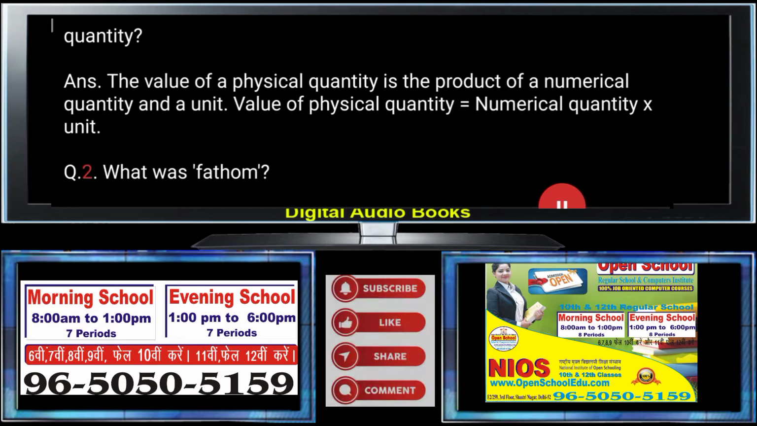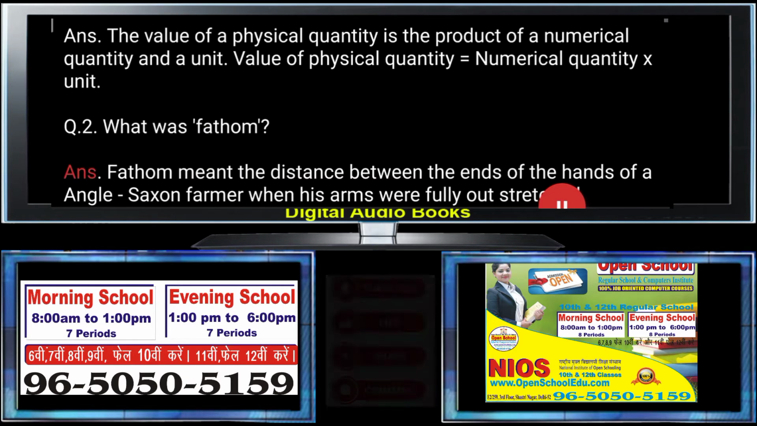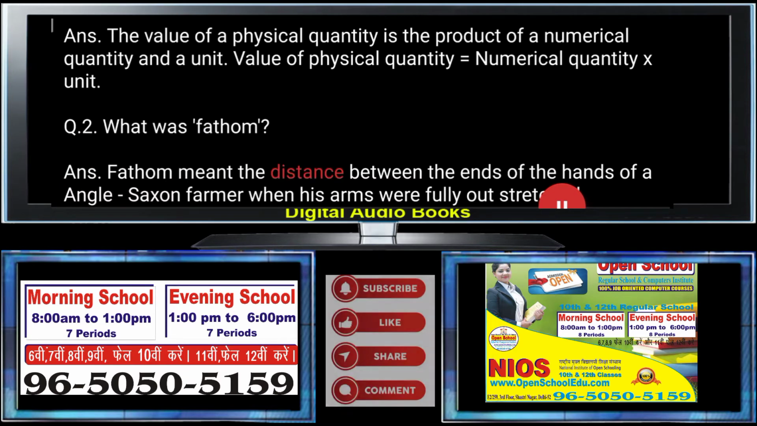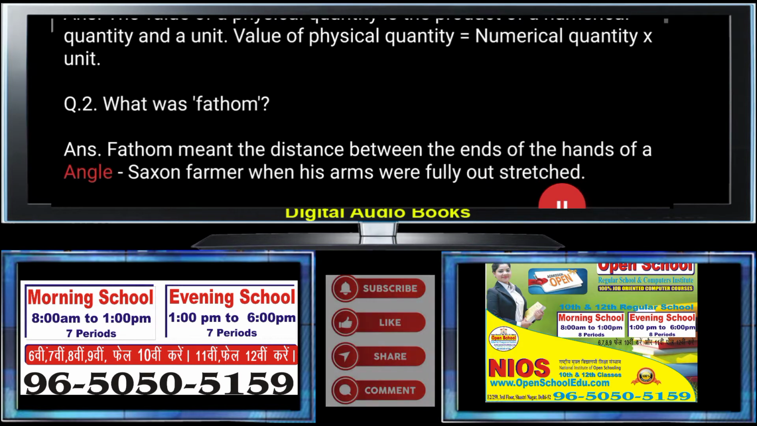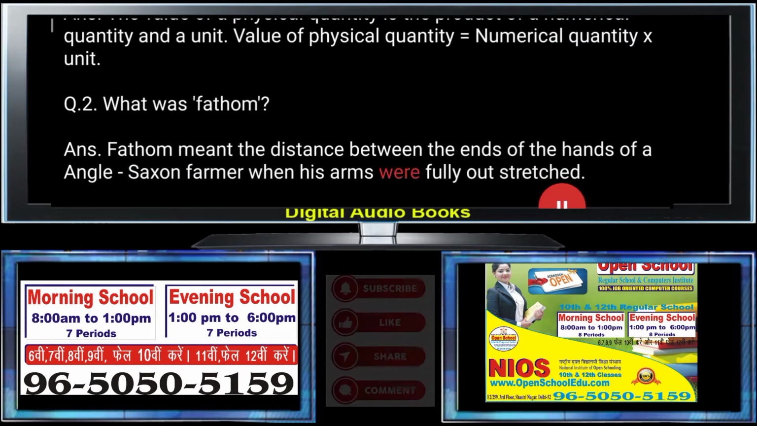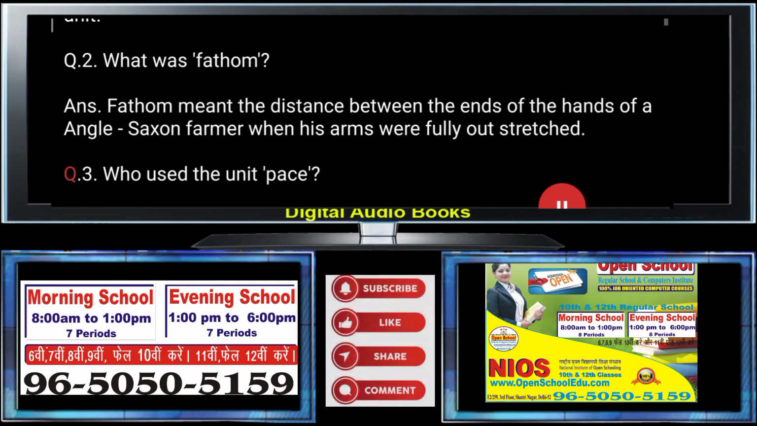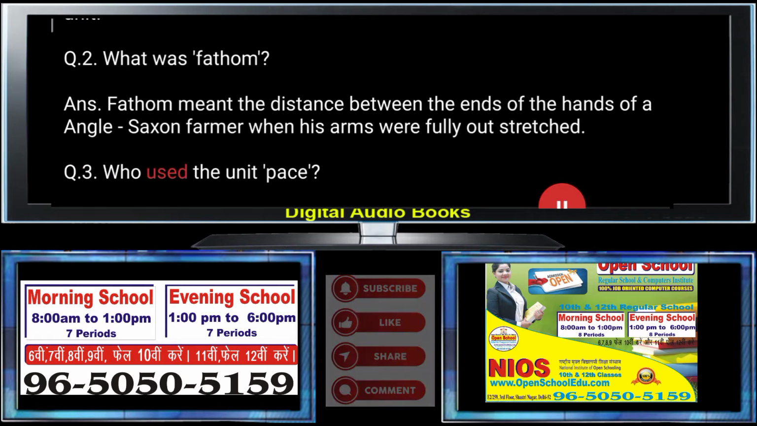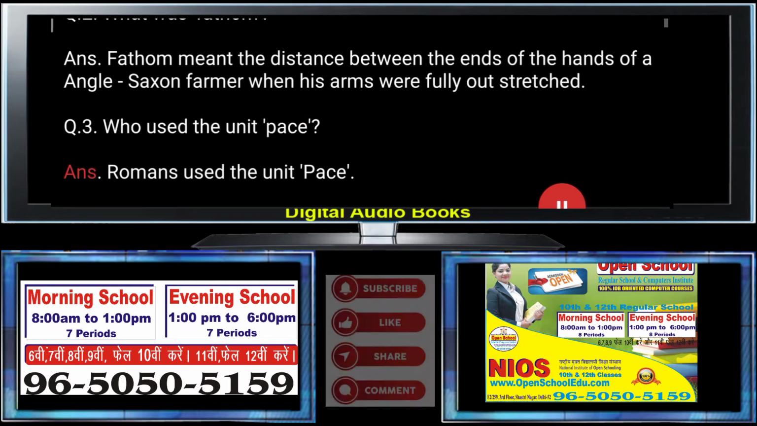Q. 2. What was fathom? Ans. Fathom meant the distance between the ends of the hands of an Anglo-Saxon farmer when his arms were fully outstretched. Q. 3. Who used the unit pace? Ans. Romans used the unit pace.